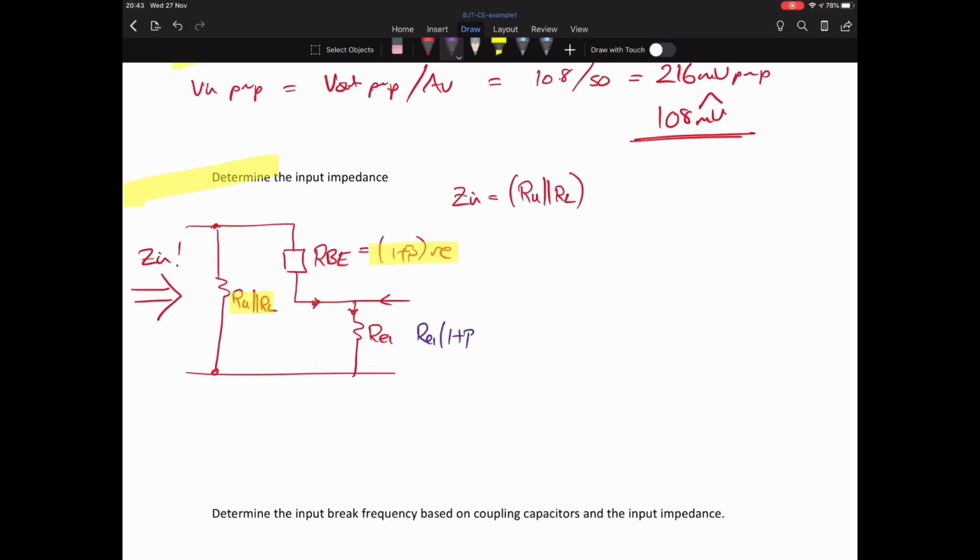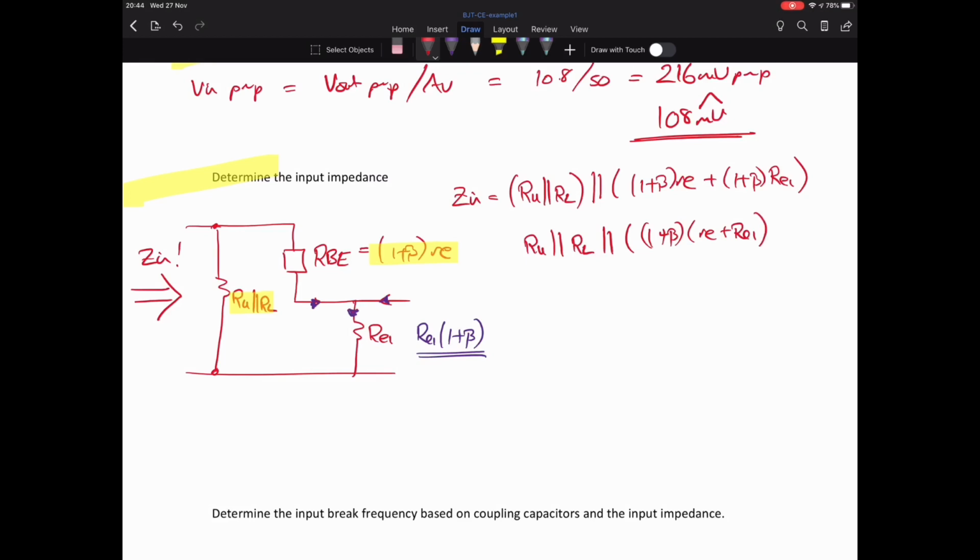Now, RE1 is going to be magnified by the current that's flowing in IB and the current IB beta. So RE1 behaves like it is RE1 times 1 plus beta. So here we've got the parallel equation now. So we've got RU in parallel with RL in parallel with 1 plus beta RE plus 1 plus beta RE1. So that looks quite messy in the circuits, doesn't it? It looks like quite a complicated design. We'll break it down into little stages after we've simplified. We've got RU in parallel with RL, the two bias components, in parallel with 1 plus beta RE plus RE1. Okay, same terms. So it's quite straightforward when you actually look at it like this.